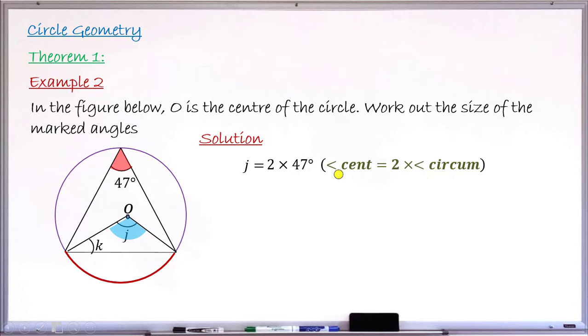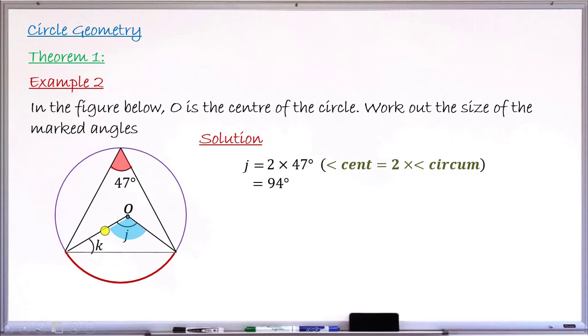Always you must write the reason in the bracket. So multiplication of 2 by 47 gives you the answer 94 degrees, which means that the size of this angle G is now 94 degrees. So what remains is the angle K, because the question says we are to work out all the marked angles. I have angle G and angle K here. So let me find the angle K.